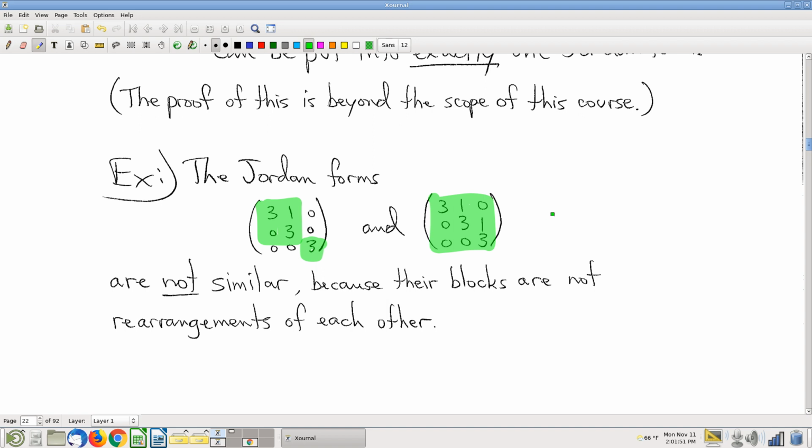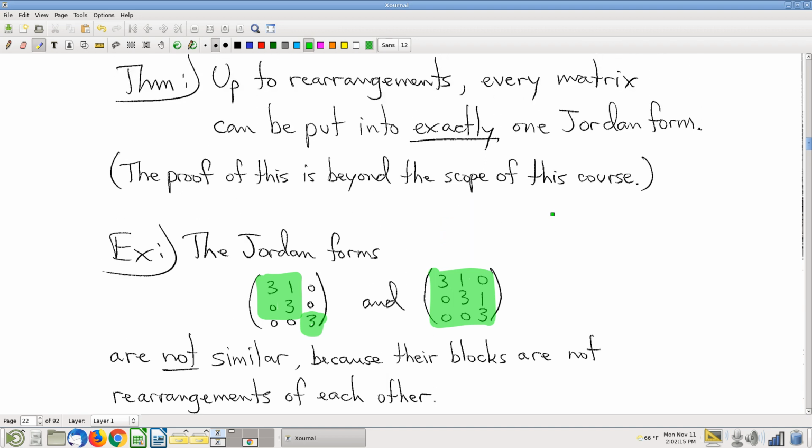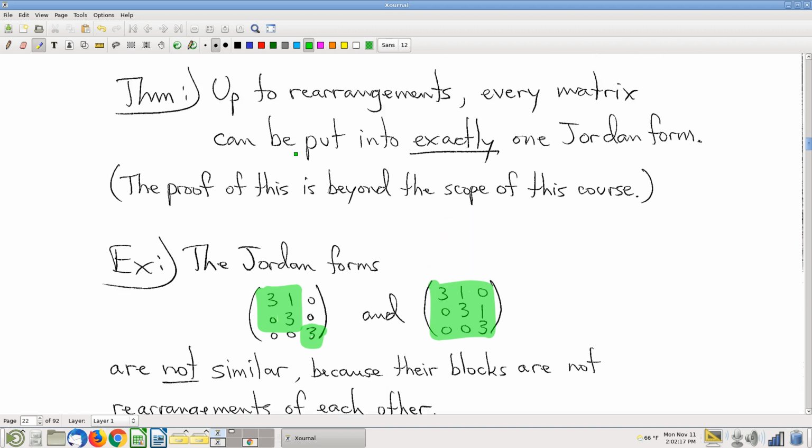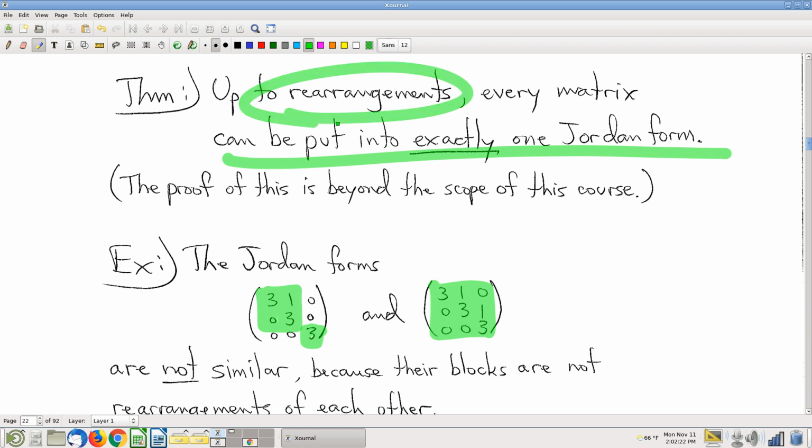These two different forms, not only are they different, but they are simply not rearrangements of each other. And because they're not, there's no way that you can shuffle two small things and make a big thing out of them. That's just not how it works. So these two blocks do not rearrange to make this one big block. These are not rearrangements, and therefore these are not similar, because every matrix can be put into exactly one Jordan form modulo rearrangements. Okay.